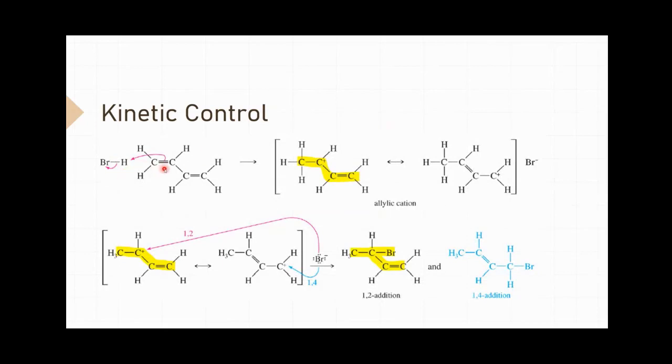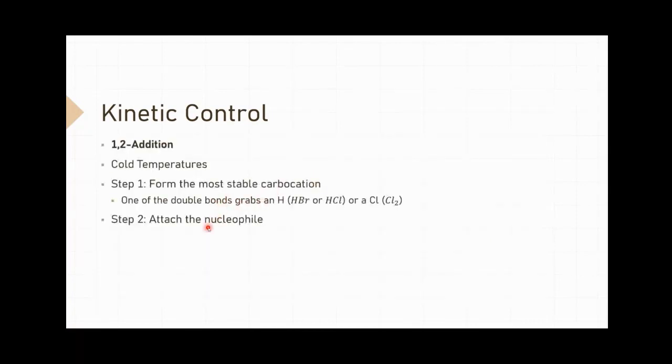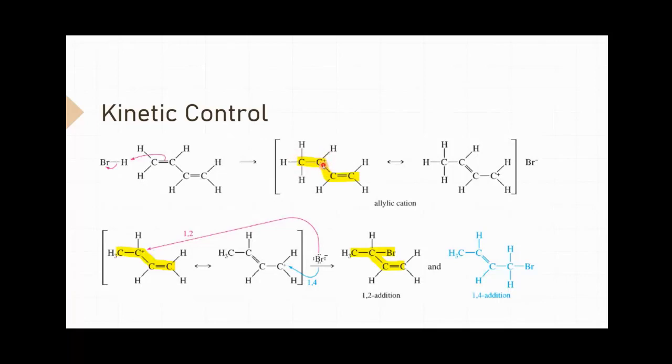So here, it grabs the H. This would be a secondary carbocation, which is better than a primary carbocation. So this would be our intermediate. The next step is to attach a nucleophile. Once we form the carbocation, we just attach it to the carbocation, and we get this 1,2 addition.